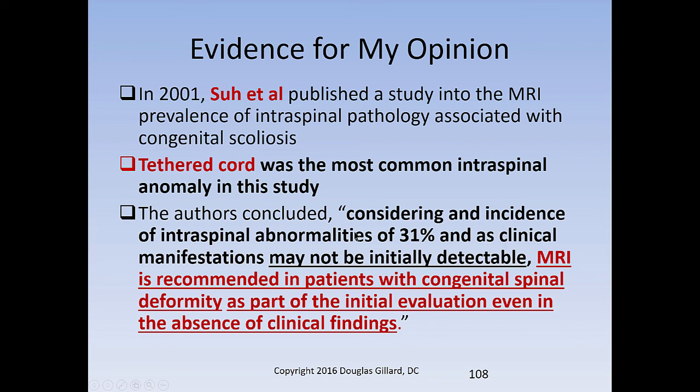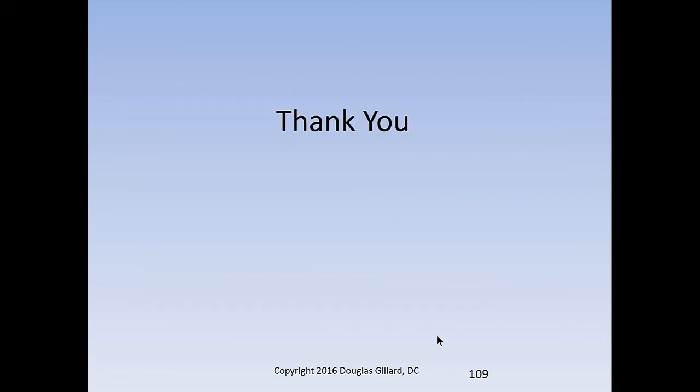It said, considering the incidence of intraspinal abnormalities of 31% in this study, as clinical manifestations may not be detected, so you can't detect this on examination. They recommended, MRI is recommended in patients with congenital spinal deformity as part of the initial evaluation, even in the absence of clinical findings. So there's a couple of studies I presented that support my position. And I'm sorry, I do disagree with Palmer radiology on that one.